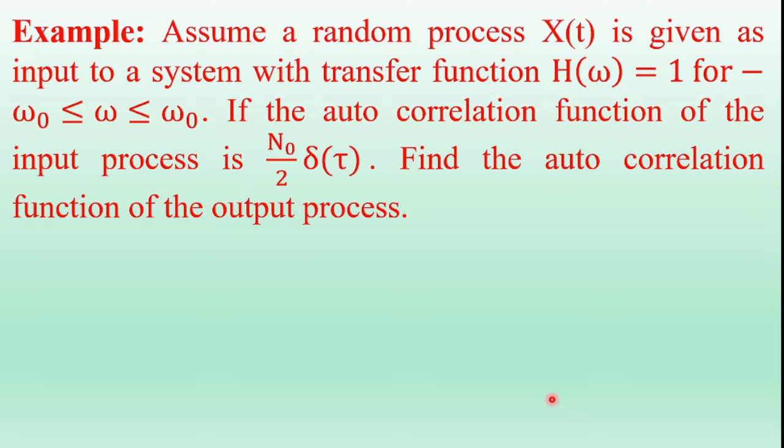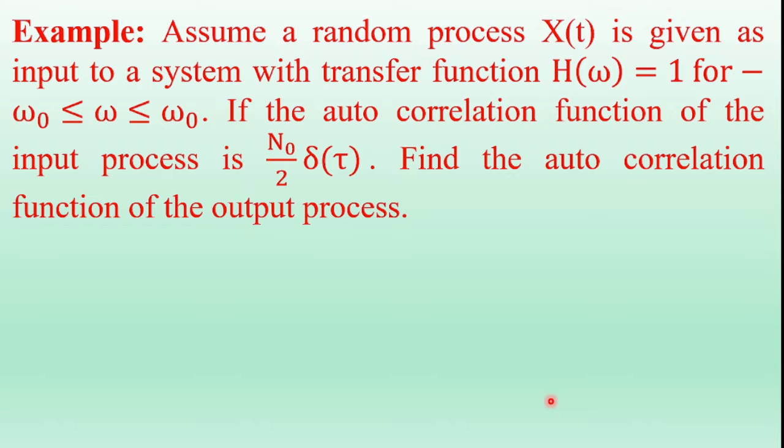In this video, I am going to discuss one more example of the autocorrelation function of the output response. The example is, assume a random process x of t is given as input to a system with a transfer function H of omega is equal to 1 for minus omega naught to plus omega naught. If the autocorrelation function of the input process is N naught by 2 delta of tau, find the autocorrelation function of the output process.